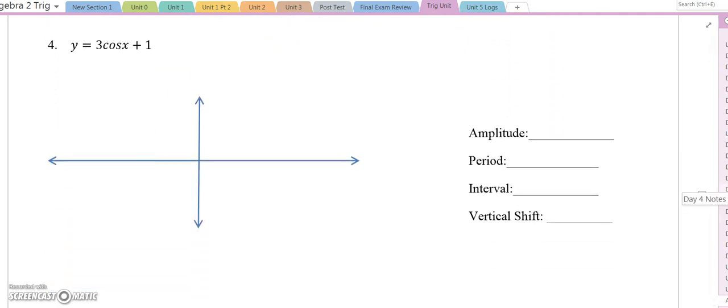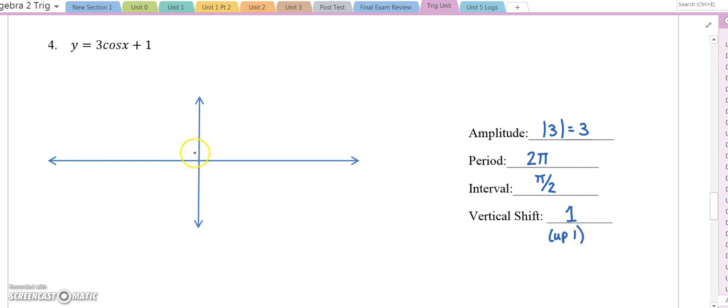And again, if yours is different, just rewrite it. Okay, y equals 3 cosine of x plus 1. So our amplitude would be the absolute value of 3, which is 3. Our period here is going to be 2 pi yet again. And that's going to make our interval 2 pi divided by 4, which simplifies to pi over 2. Then in this one, I have that plus 1 on the end, so that means my vertical shift is a plus 1. In other words, it's up 1 for the midline.